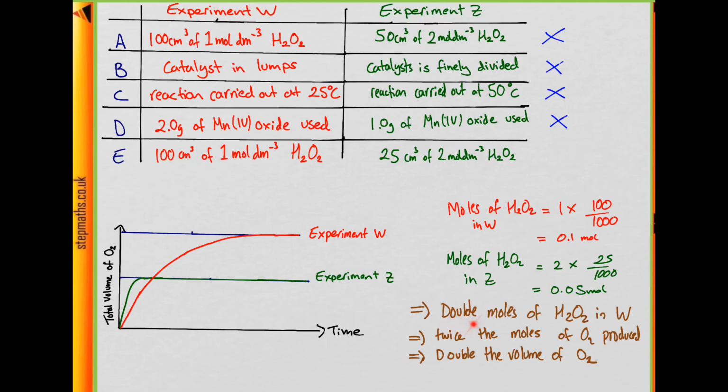So we can see here that there's double the amount of moles of hydrogen peroxide in experiment W, which implies that there's twice the moles of oxygen produced in experiment W. Therefore, there's double the volume of oxygen in experiment W, which we can see from the graph. Therefore, it's option E that is correct.